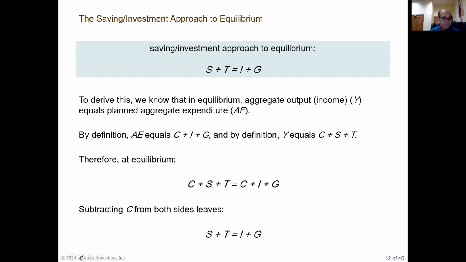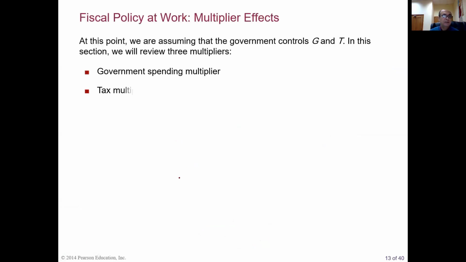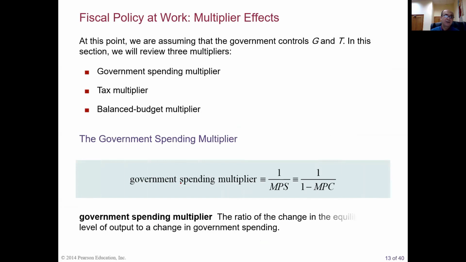Okay, going to the next slide. Fiscal policy at work, multiplier effect. At this point, we are assuming that the government controls G and T. In this section, we will review three multipliers: the government spending multiplier, the tax multiplier, and the balanced budget multiplier. Government spending multiplier. What does a multiplier mean?